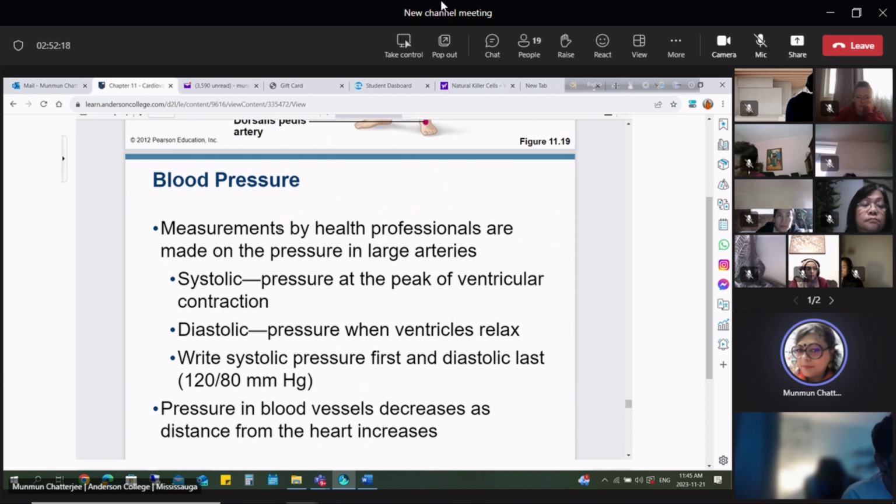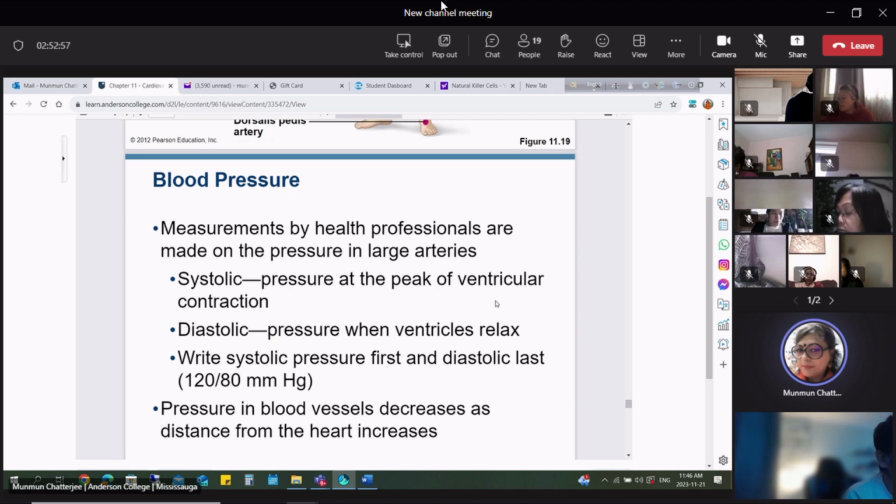What is blood pressure? Measurement by health professionals is made on the pressure in the large arteries. Systolic pressure is at the peak of the ventricular contraction. When your ventricle is contracted, it gives the systolic pressure. And diastolic pressure is when the ventricle is relaxed. Systolic is written first and diastolic last. So whenever we write, systolic goes first. That is the pressure at the peak of the ventricular contraction.